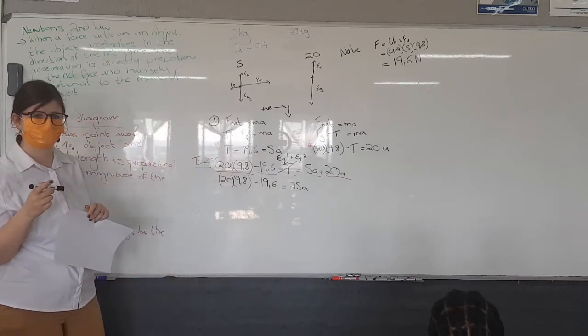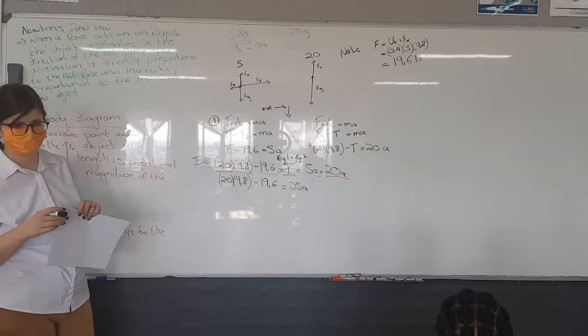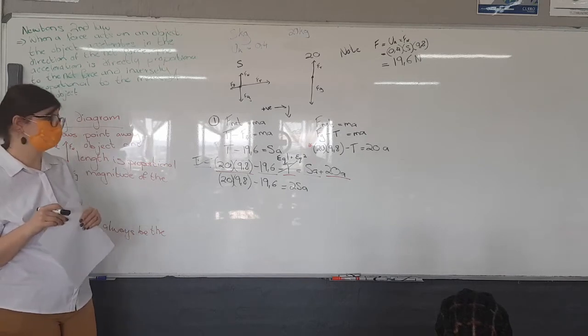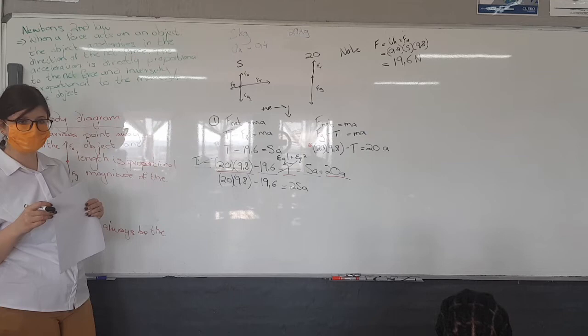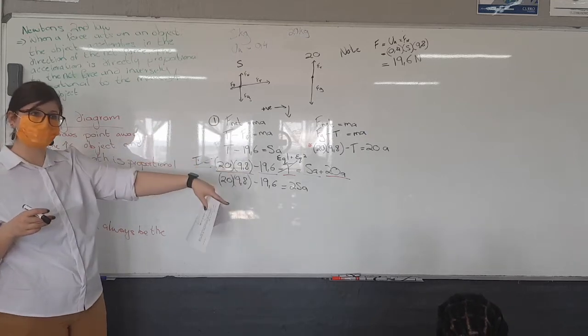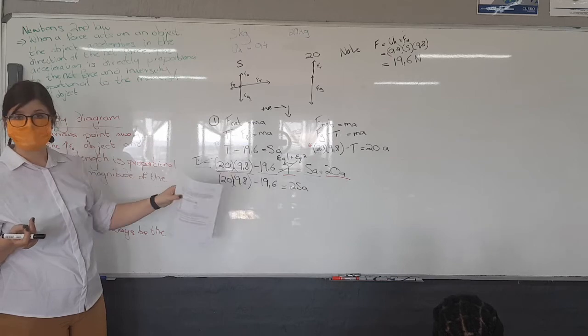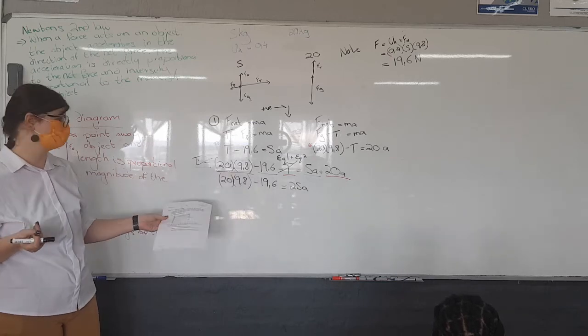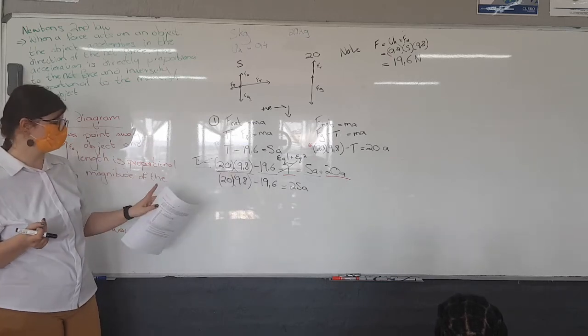Couldn't you just equate, for example, say T is equal to 5A plus 19.6, and then basically make T the subject of the equation and then substitute T in? That's another way you can do it. Both ways are acceptable. This is just the way I do it. Alright, so we solve for A.